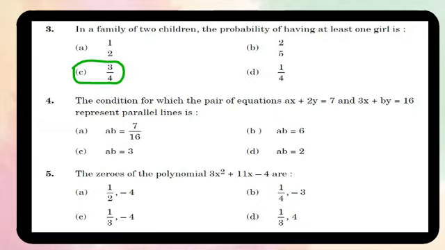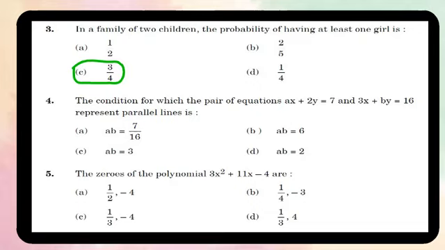Okay, I will ask you one question. Suppose they ask at least one boy, what will be the answer? The answer is the same, 3 by 4. Suppose they ask at most one boy, at that time also the answer is still the same, 3 by 4. Okay, so keep this in mind, students.